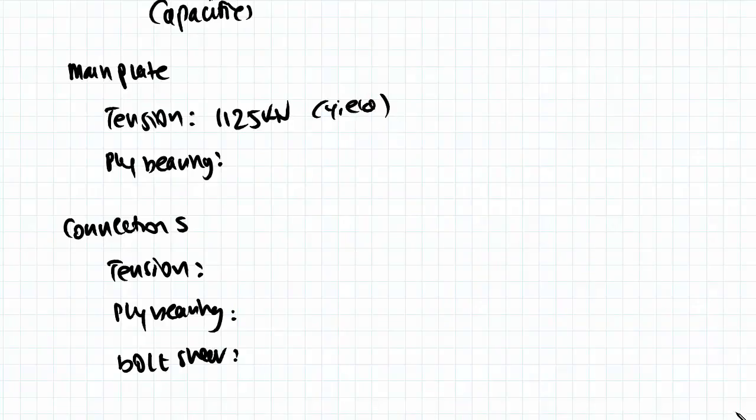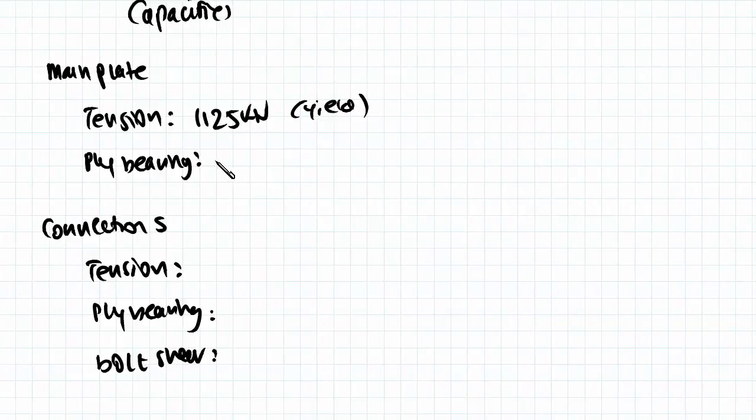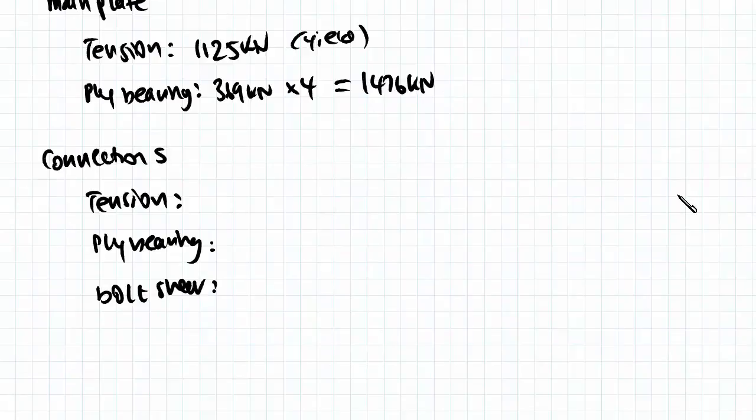For ply bearing, we found it to be 369 kilonewtons per bolt per ply. So we'd have to times it by 4 because we have 4 bolts, and that should give you 1,476 kilonewtons. And for our connections, we'll look at in tension, it's 936 kilonewtons.